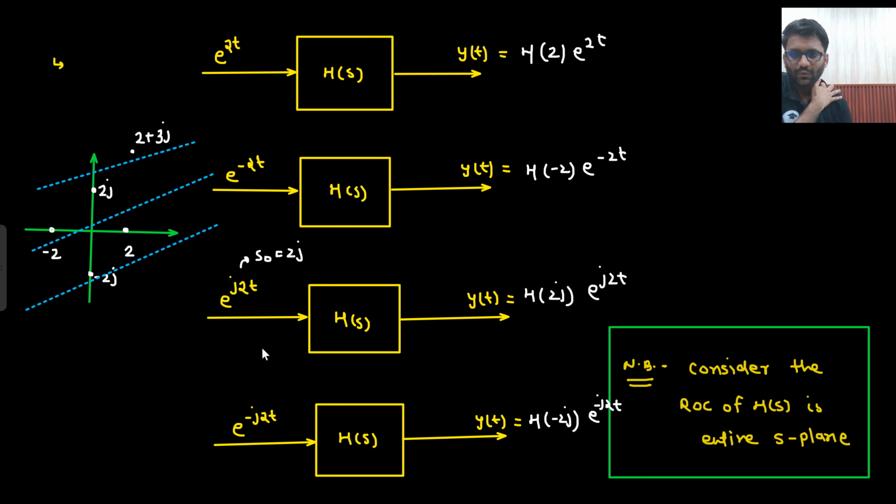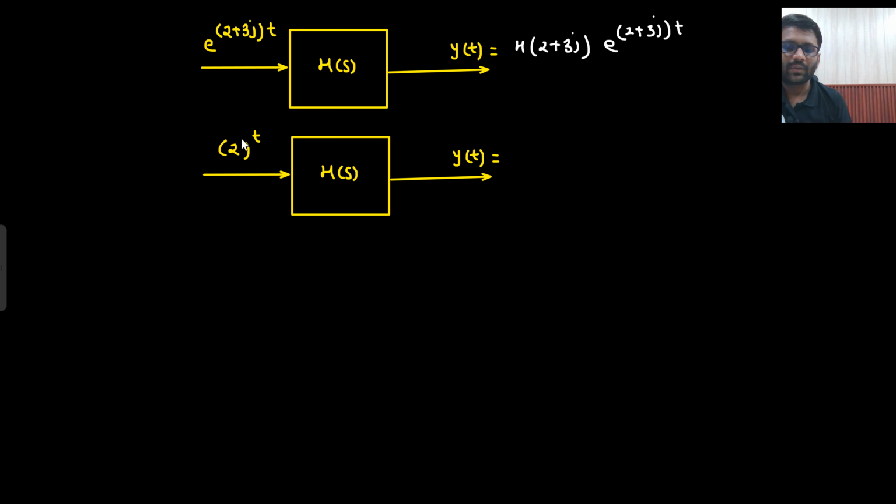So whatever the input is, that will come out as it is, but there will be a constant factor. That constant factor will be, in place of s, you put s naught. That's it. What about this one? 2 to the power t is the input to H of s, and you need to find y(t). Look, what is the meaning of e to the power 2t? It is e to the power 2, and then power t. So this e to the power 2 is a constant value, for sure. I can find out what the value of e to the power 2 is.